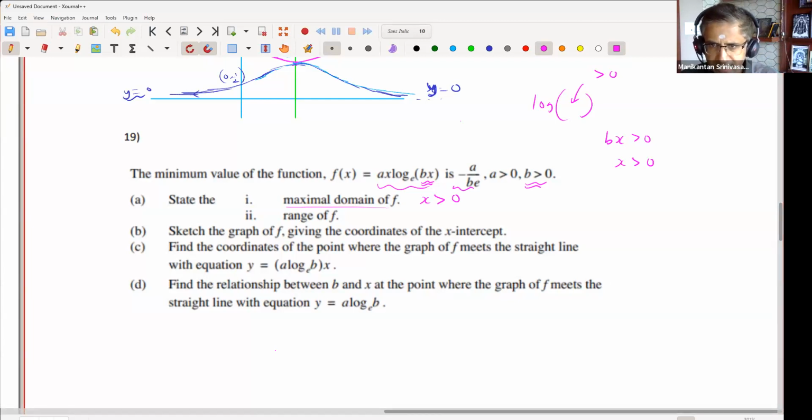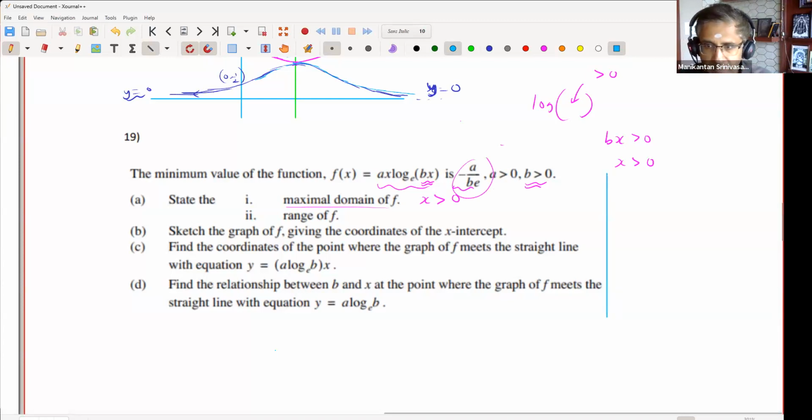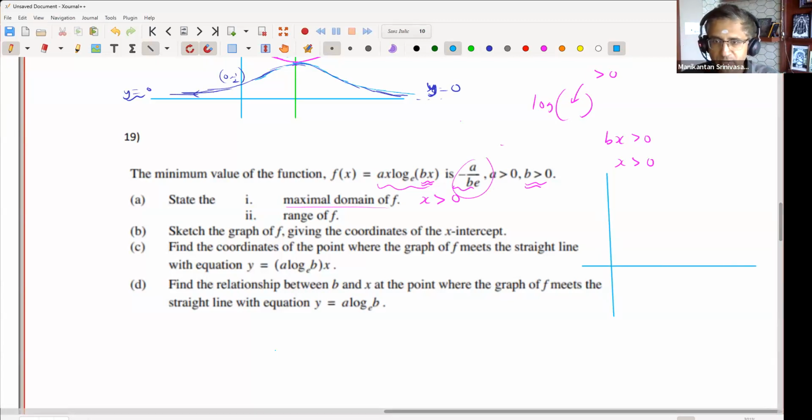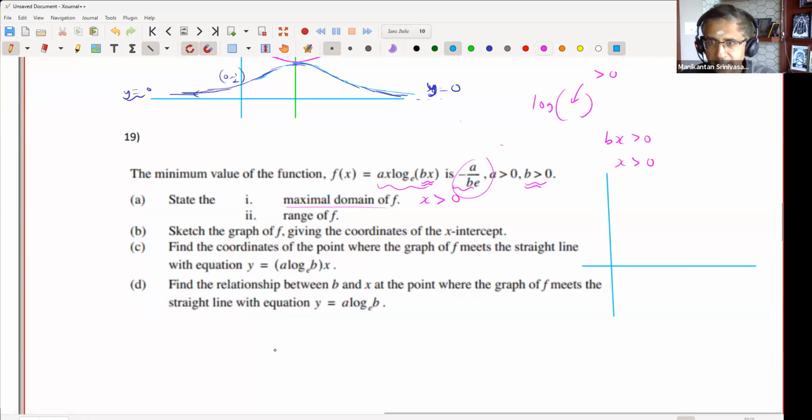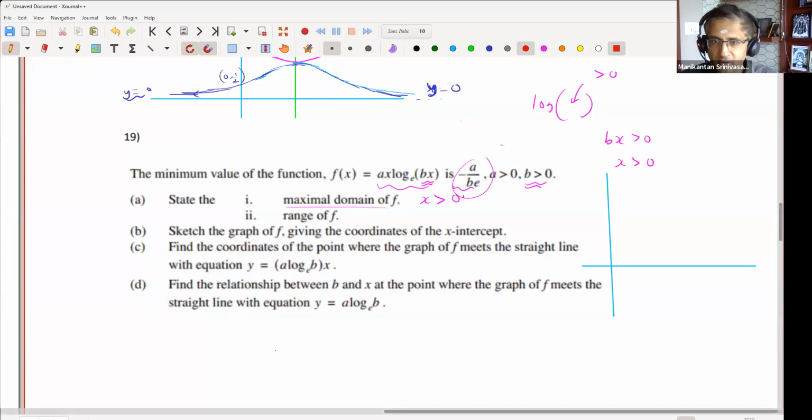Now he says the minimum value is minus a by b. So let's plot how this might look. This is the y-axis, this is the x-axis. It's defined only for x greater than 0. Let's understand what happens for large x. As x approaches a million, ax will also approach a big number. Log of a million would also be a large number. So it's clear that way out here, it's going to go to positive infinity.